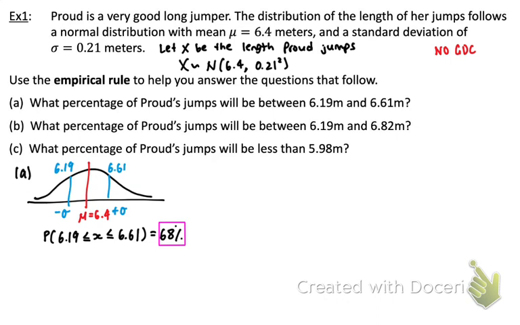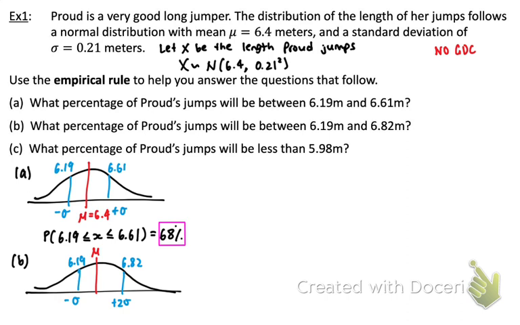Let's look at example B now. What percentage of Proud's jumps will be between 6.19 and 6.82? Again, let's sketch a useful diagram. We'll start with the mean. We already know that 6.19 is one standard deviation below the mean. Now, the value of 6.82 is going to be two standard deviations above the mean. So what is that probability going to be?